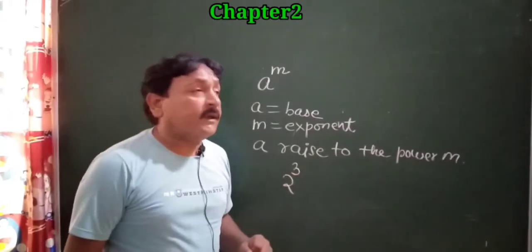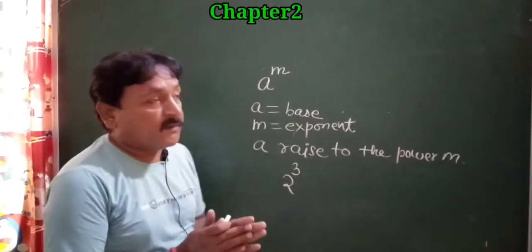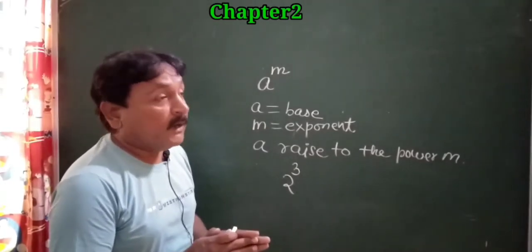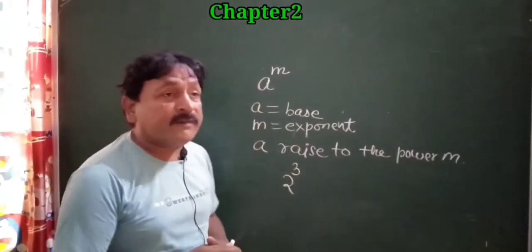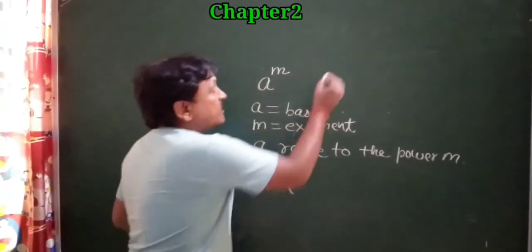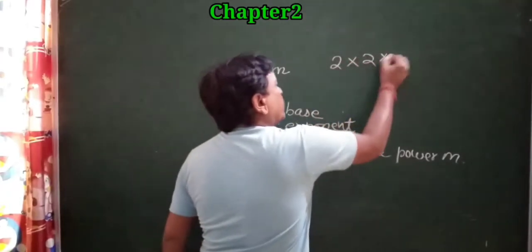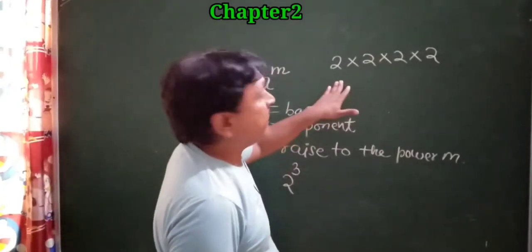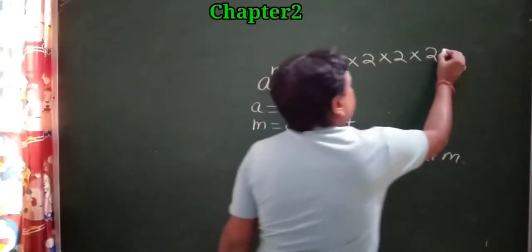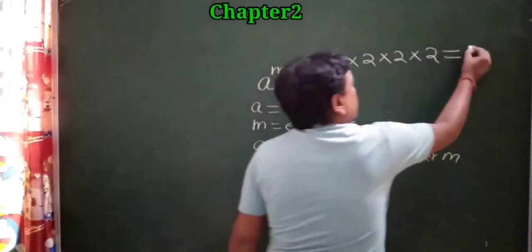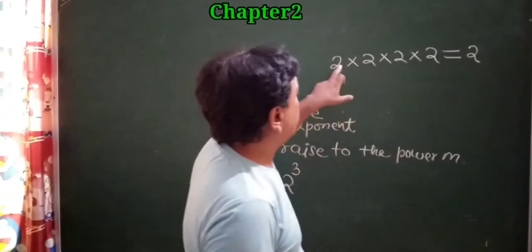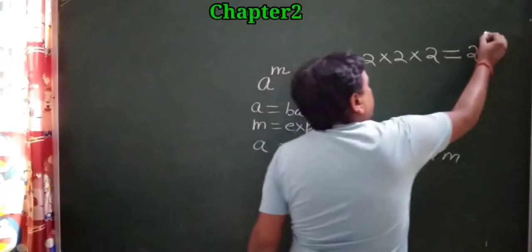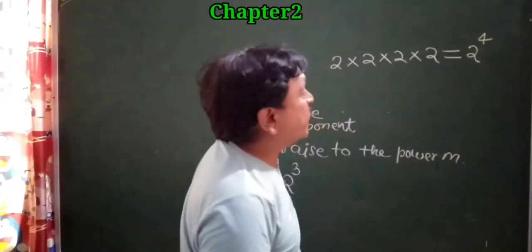Second thing, always keep one thing in mind. In the very first exercise, you will be asked to write things in exponential form. What is the meaning of exponential form? Suppose it is written 2 into 2 into 2 into 2, and you are asked to write it in the form of an exponent. 2 is the base. It is multiplied how many times? 1, 2, 3, 4. So we can write 2 raised to the power 4. That is its exponential form.